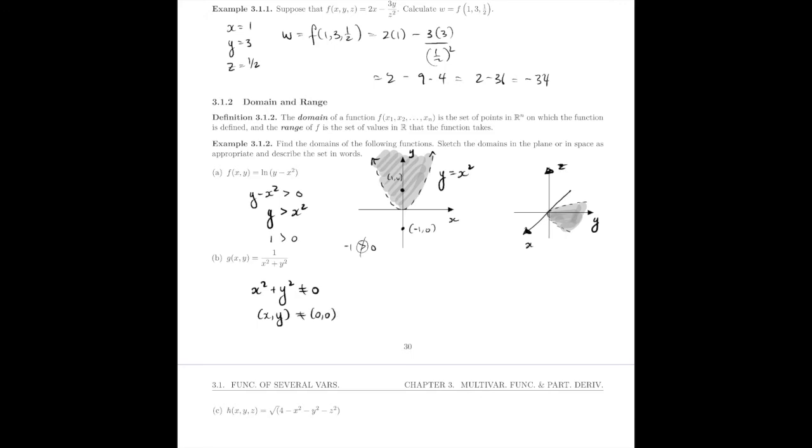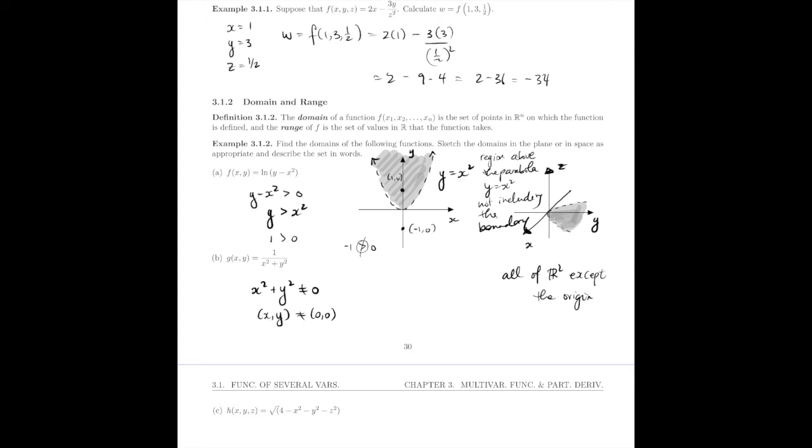We wanted to describe the set in words. So if I go back to part A, describe the set in words, this is the region above the parabola y is equal to x squared and not including the boundary. So back to part B. I would say that this is all of R2 except the origin, except the point (0, 0).